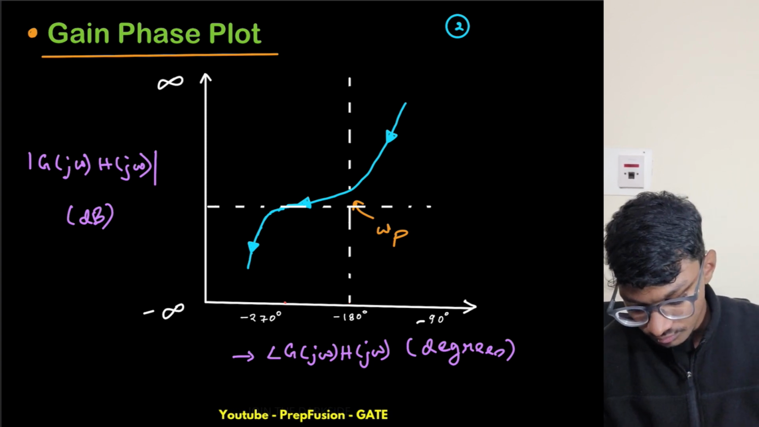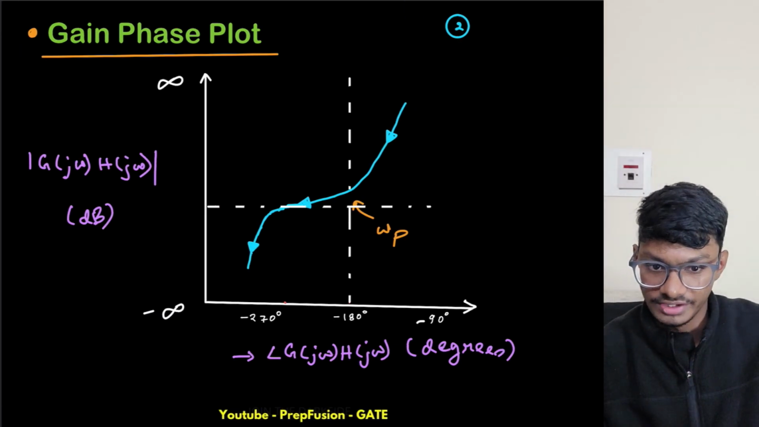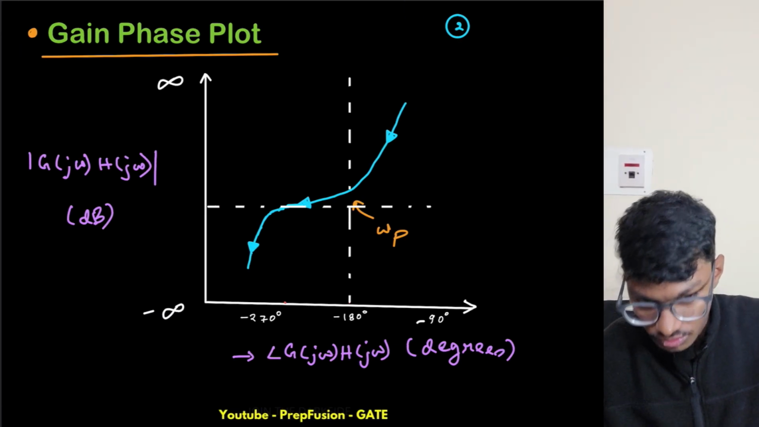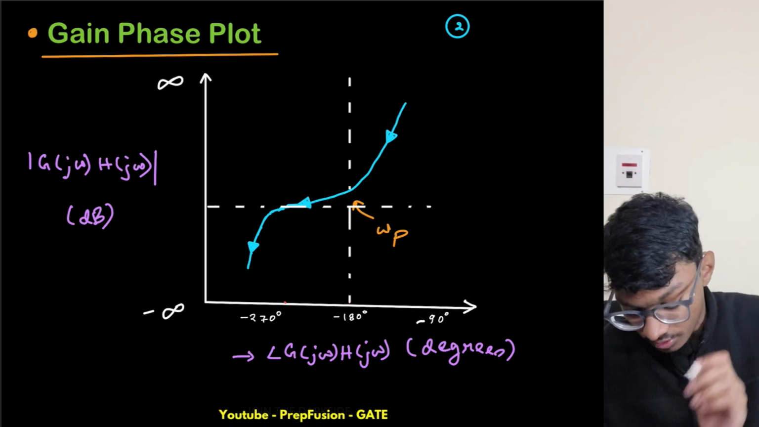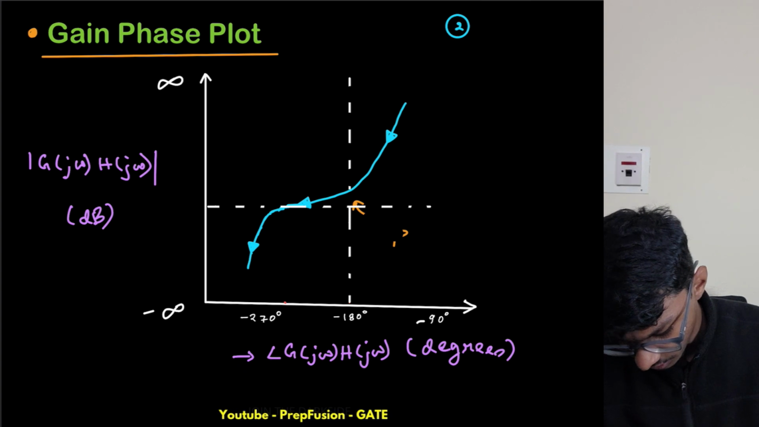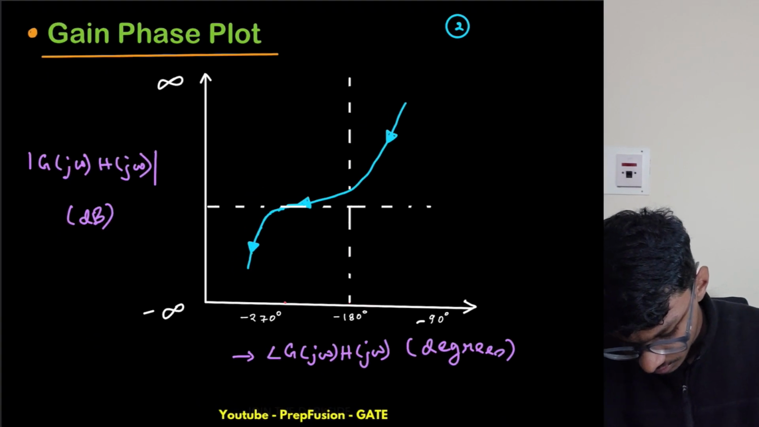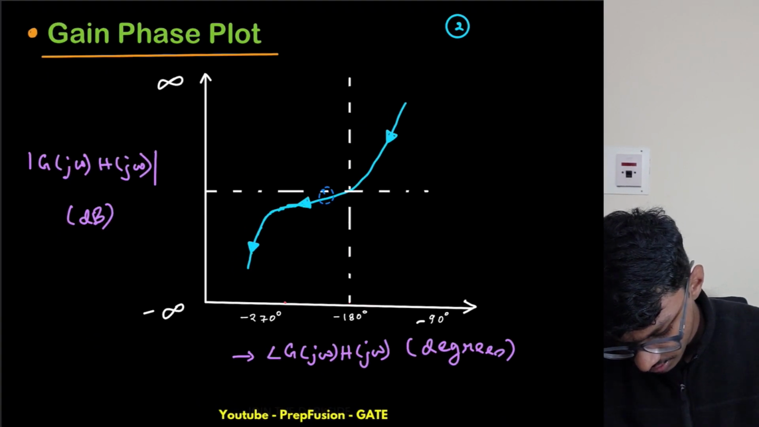Now let's plot this phase plot basically. So what do you understand from this one? Okay, I took one wrong case here. Let me just delete this one. Sorry for the interruption, this was not in the plans. So let's say my 0 dB is somewhere around here.